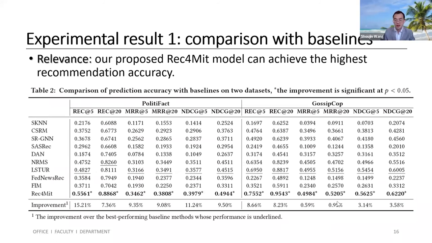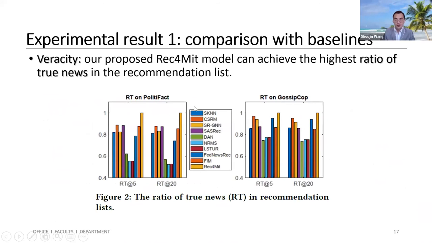So here is the accuracy result. We can see our model RIC for MIT outperforms all the existing methods, especially the news recommender systems, with a clear margin on both data sets. And also we can see our model achieved a higher ratio of true news in the generated recommendation list.